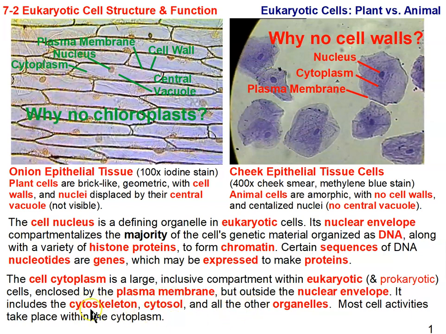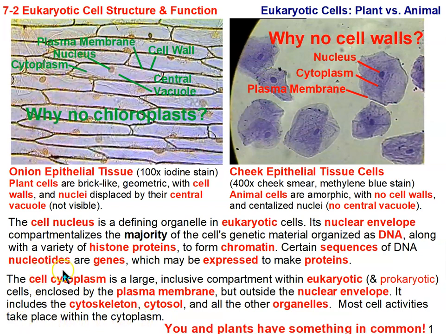And it includes the cytoskeleton, which we'll learn more about later, but it's a supportive network of protein scaffolds that run throughout the cytoplasm of the cell, and then cytosol, which is the liquid, the aqueous solution portion of the cytoplasm, and then all the other organelles other than the nucleus are contained within the cytoplasm. And most cell activities take place within the cytoplasm. For example, metabolic processes, breaking down things, building things. Those chemical reactions take place within the cytoplasm.